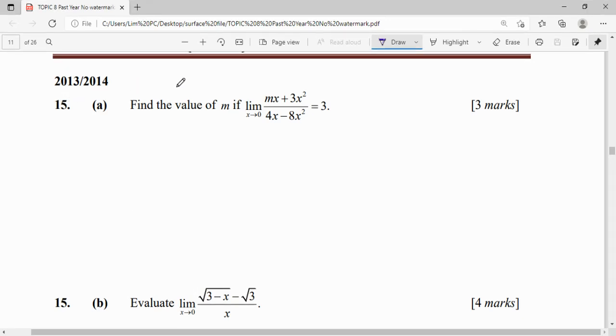Question 15: find the value of m if the limit as x approaches 0 of this function equals 3. Our first attempt will be to substitute the value 0 here, and we'll notice that it becomes 0 over 0. When we have 0 over 0 indeterminate form, we will try to simplify our function. Our function here is a polynomial, so we will try to factorize it.